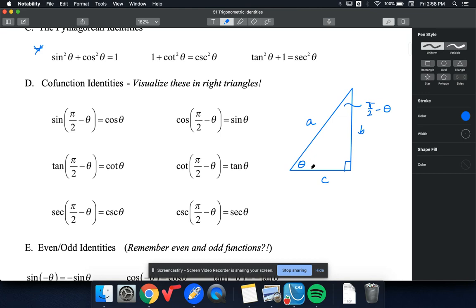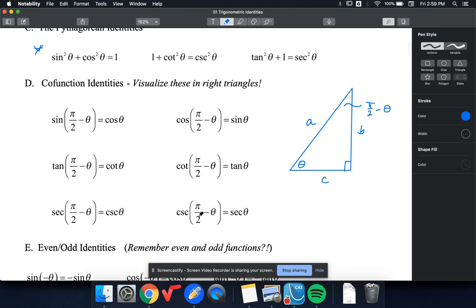Okay, so looking at this, I could say that sine theta is b over a. Well, b over a is also cosine of this angle. So notice we've got sine theta is equal to cosine of pi over 2 minus theta. Also, I could say cosine of this angle, so cosine theta is c over a. Well, that's the same as sine of this angle, c over a. So sine of pi over 2 minus theta is cos theta.